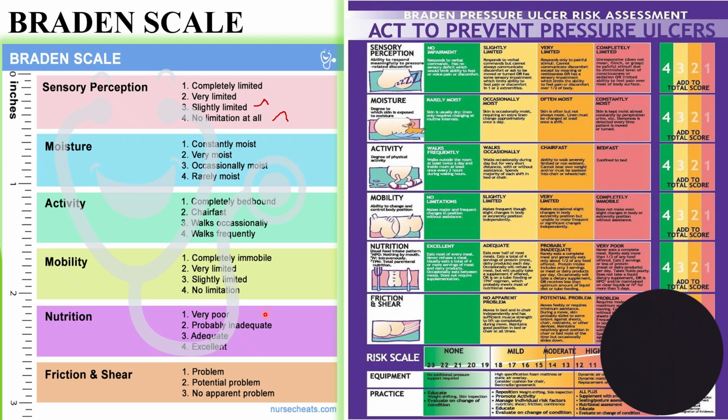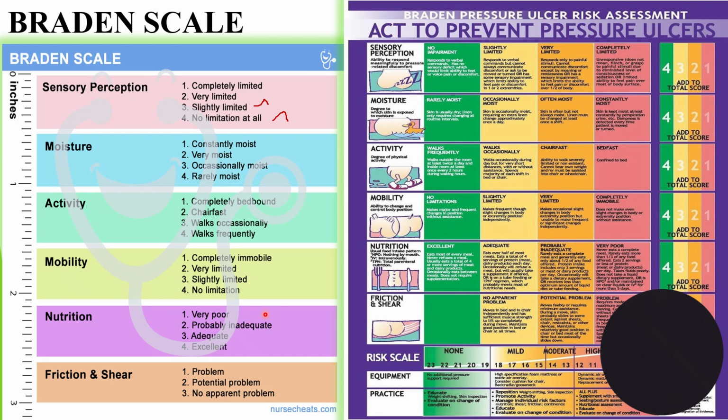So rarely they can eat the 3 meals, which means they can eat only one meal, and they can eat only 2 servings or less of protein, and they take fluid very poorly. They are not able to take liquids or dietary supplements, or the patient is NPO, or on maintenance of clear liquids, or on maintenance of IV fluids for more than 5 days. That we call very poor.